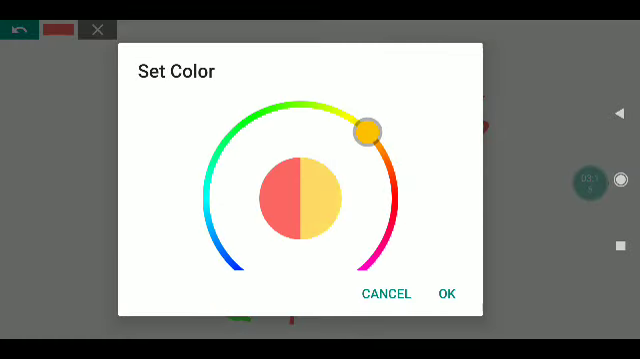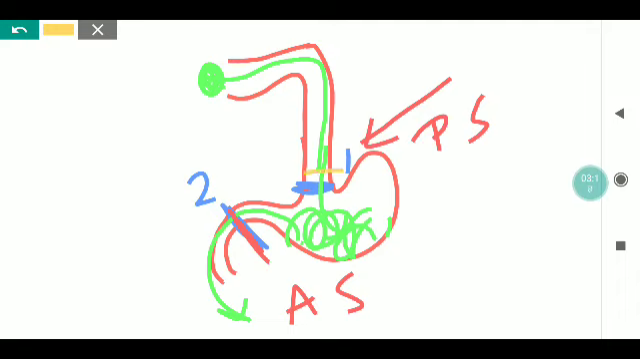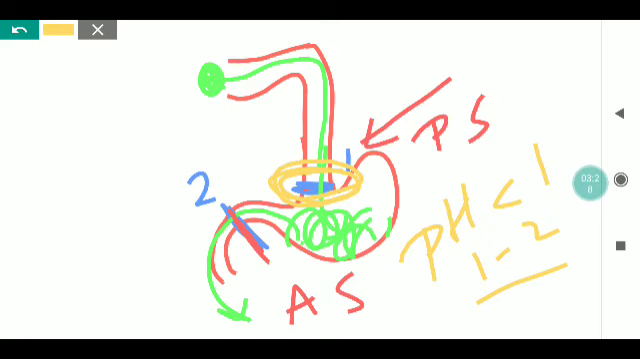The second point is the importance of this lower esophageal sphincter, which I am drawing here. The importance of this is because the stomach pH is generally less than 1 to 2, and the epithelium is specialized within the stomach to prevent damage to the stomach mucosa, whereas the esophageal mucosa, which I am highlighting here, is weak and is susceptible to pH changes as a result of gastric aspiration.